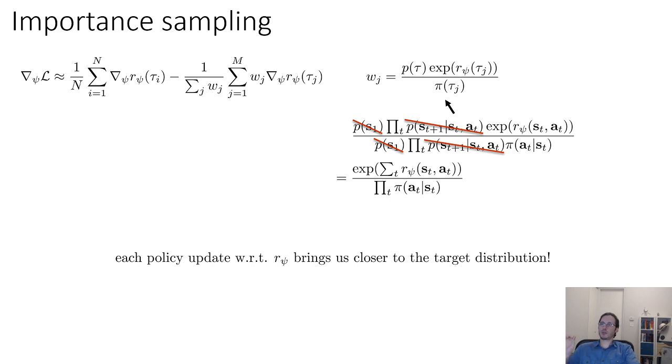Now, crucially, each policy update with respect to our psi brings us closer and closer to the target distribution. So we would expect that the more we optimize the policy, the closer these importance weights will go to 1. So that's quite appealing. We can take gradient steps on psi even with an incompletely optimized policy, but the more we optimize the policy, the better our importance weights get.